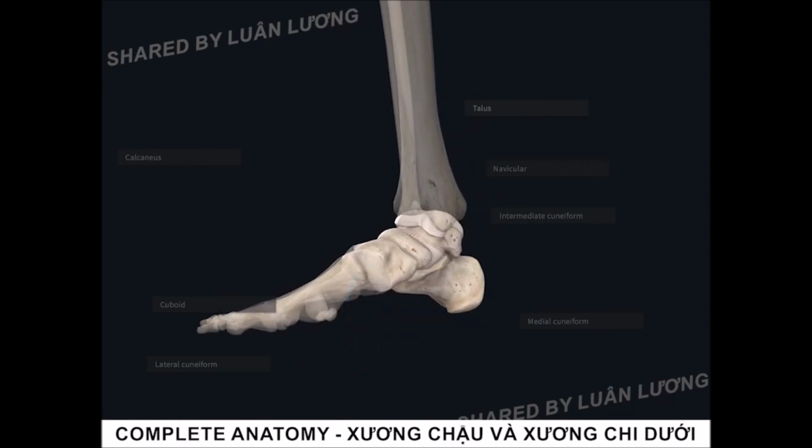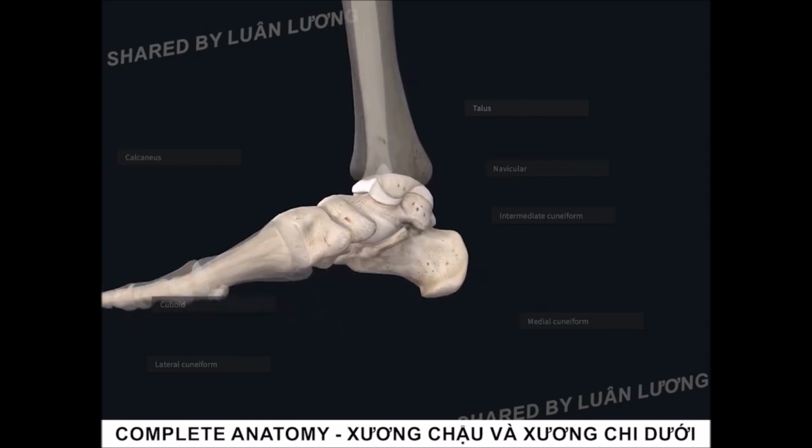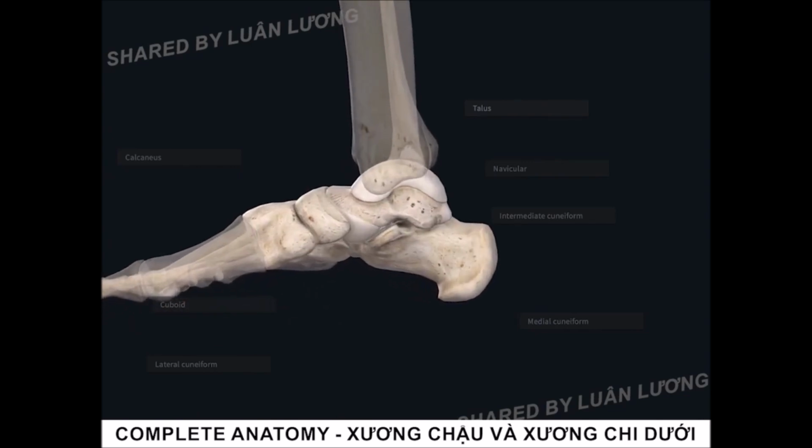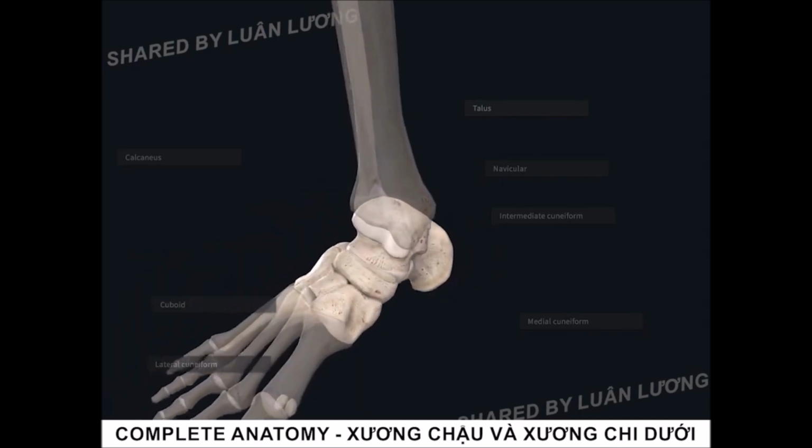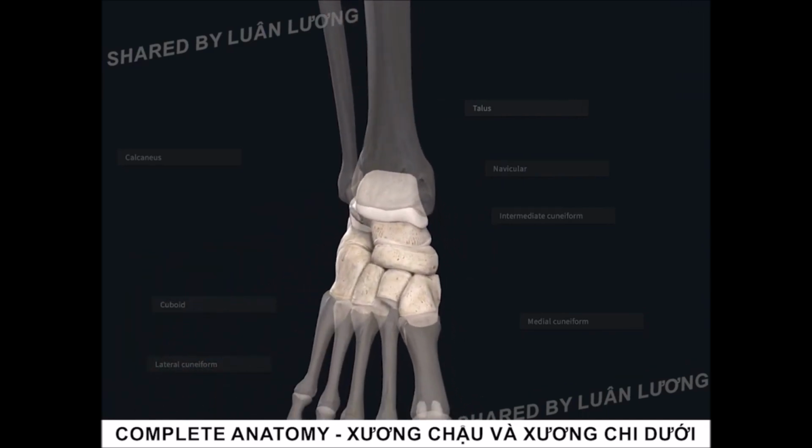Now, our foot is also capable of additional movements, and those movements are going to occur in a different position known as the subtalar joint. And this is one of the joints in our foot that is going to allow for rotational types of movement, otherwise known as inversion and eversion.